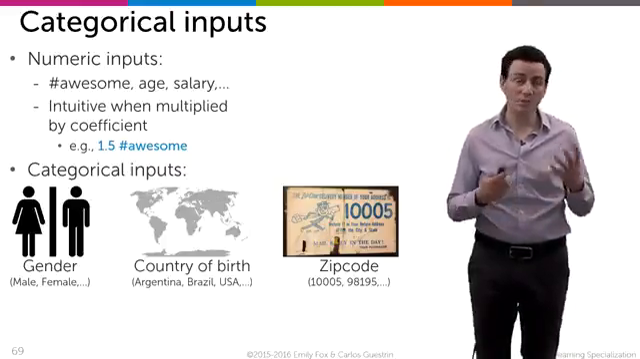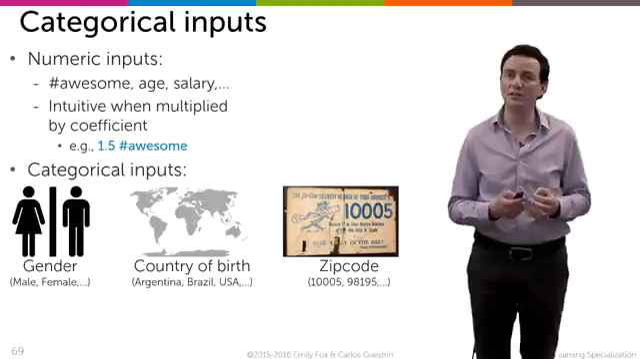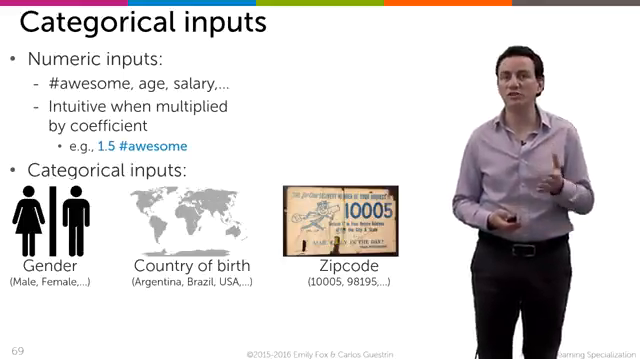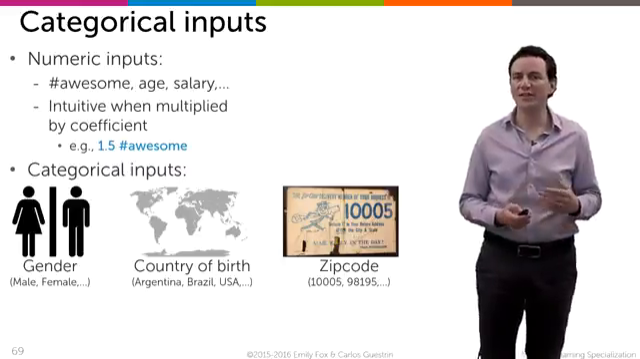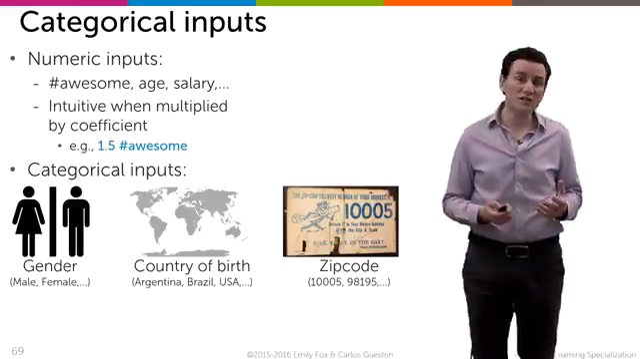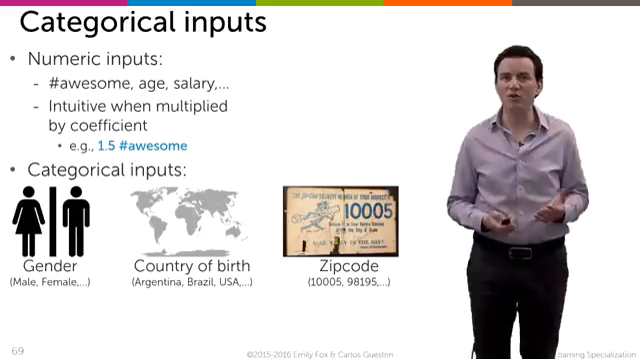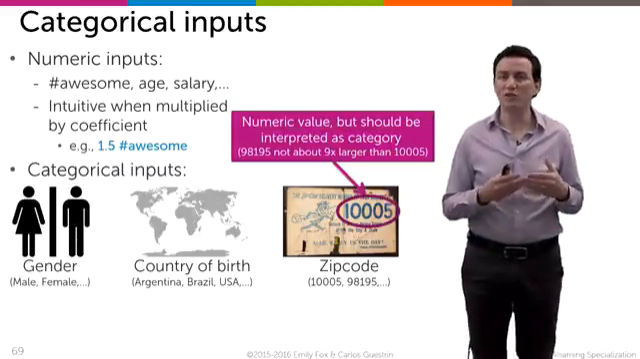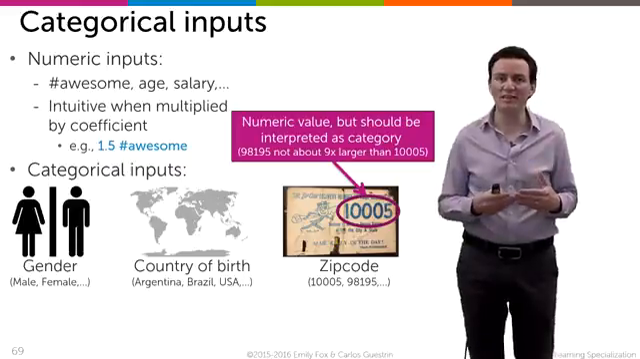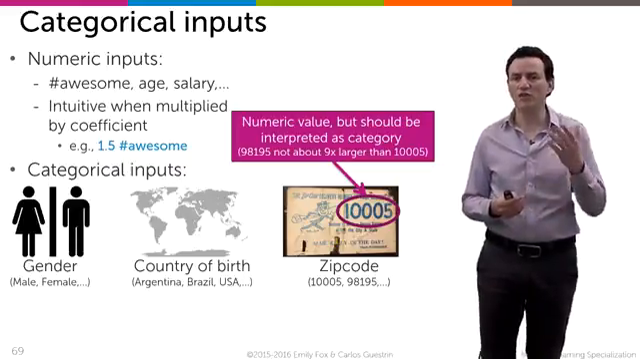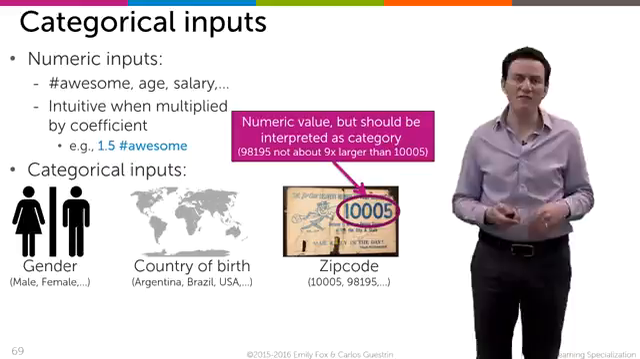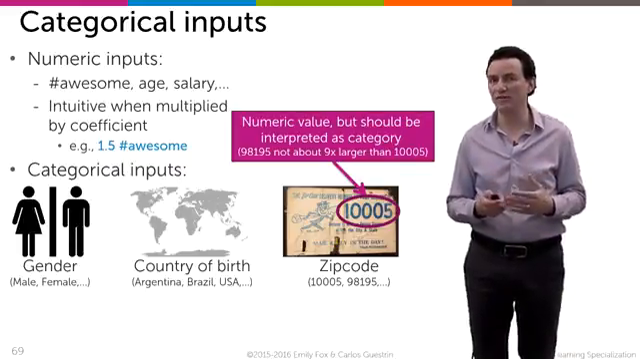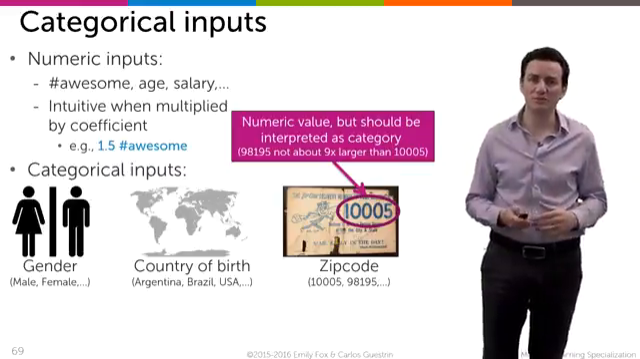In the US, the postal code or zip code is defined by 5 numeric numbers. So for example, 10005 or 98195. So these are numeric numbers that you can imagine multiplying by a coefficient. However, they don't really behave like numeric values. They behave more like categorical values. So for example, 98195 is not 9 times bigger than 10005. It's just in a different part of the country.